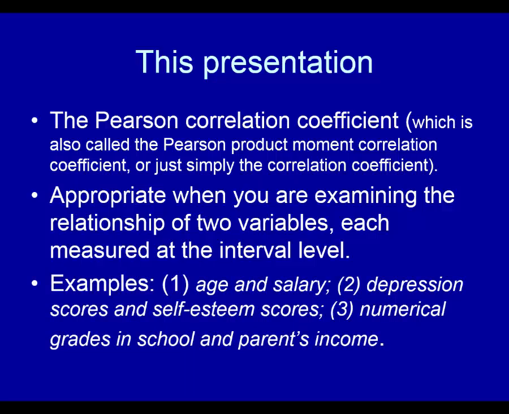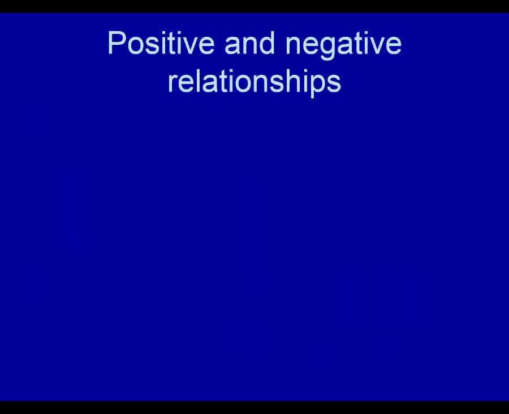A couple of examples would be age, measured in years, and salary, measured in dollars, or depression scores with self-esteem scores, meaning you want to know if there's a relationship between depression and self-esteem, or numerical grades in school and parental income measured in dollars. These are just some examples of what you might use the Pearson correlation coefficient for.